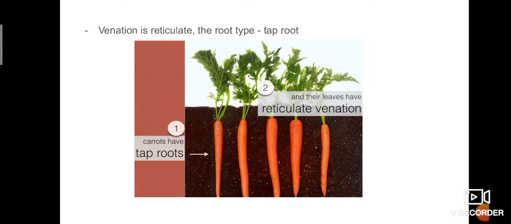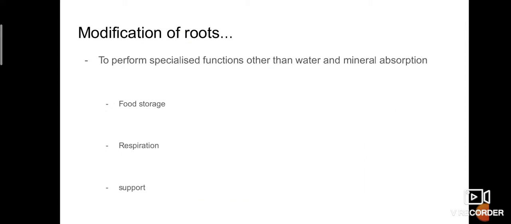So there is a connection, there is a relationship between venation and type of root. So without seeing the root, with the help of the leaves, we can say which type of root that plant is going to have. Okay. The next topic we are going to see is modifications.